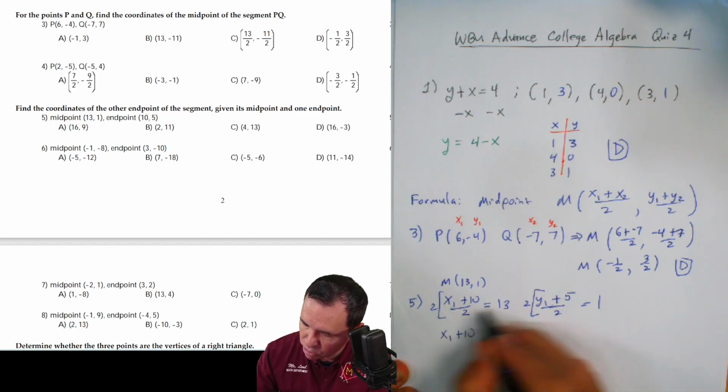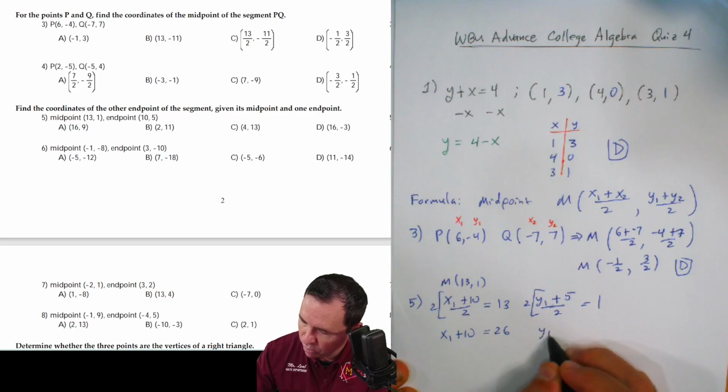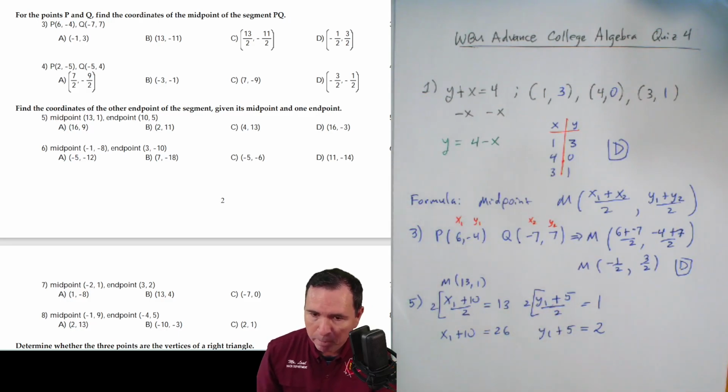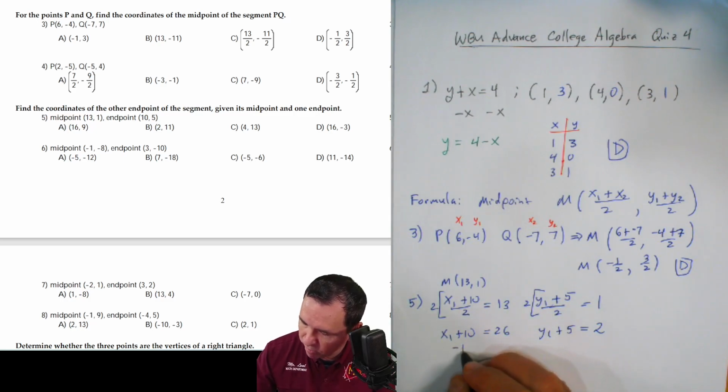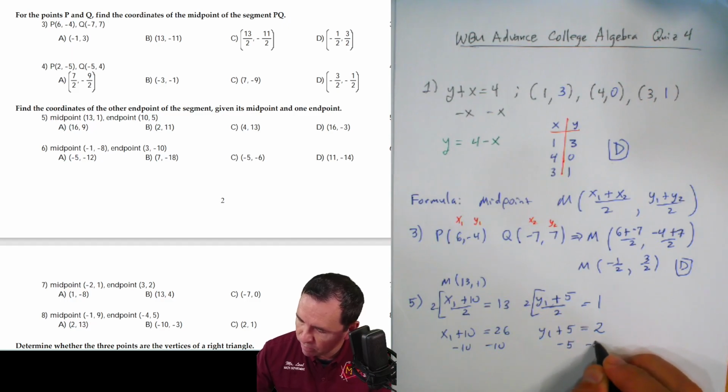And 2 times 13 is 26. Over here the 2's cancel. And then you're going to get 2 times 1 is 2. All right, and then we're going to subtract 10 from both sides on this one, and we're going to subtract 5 from both sides on this one.